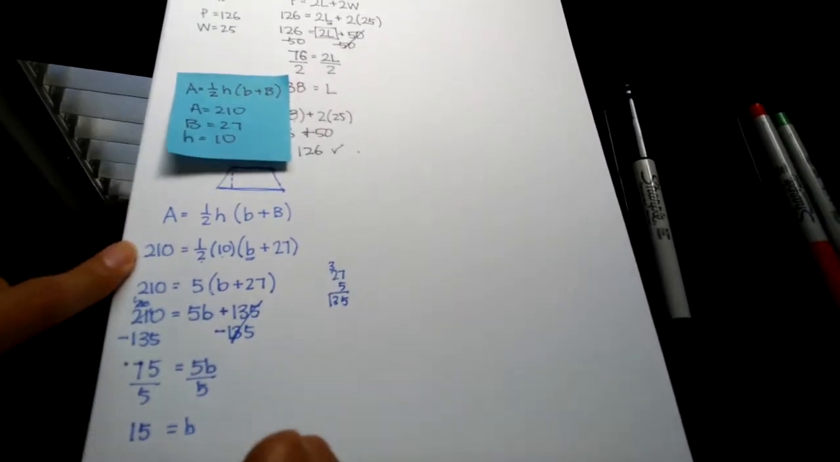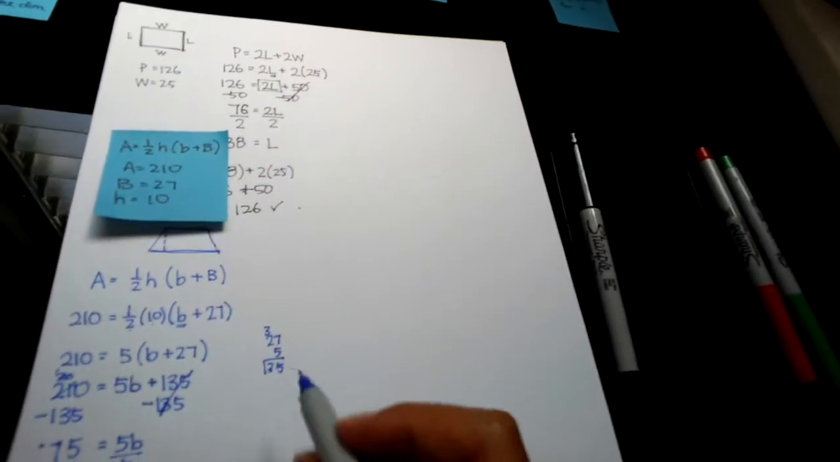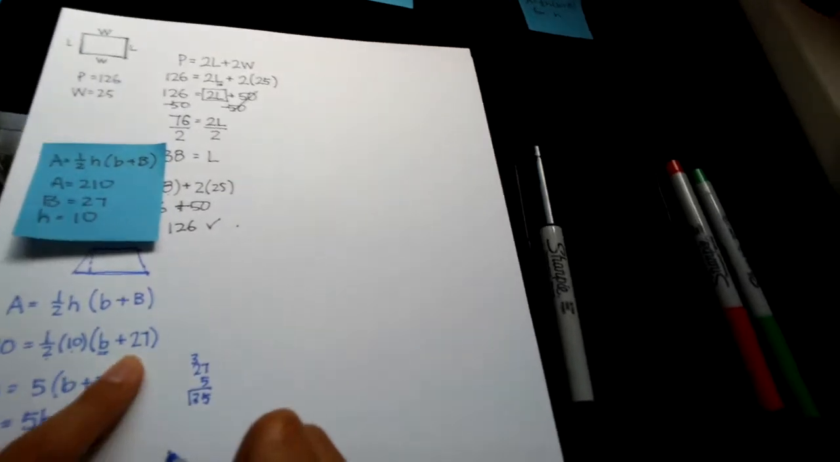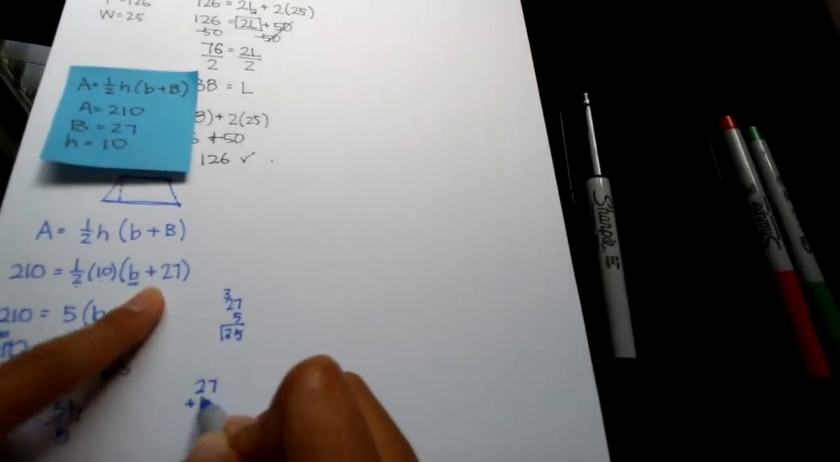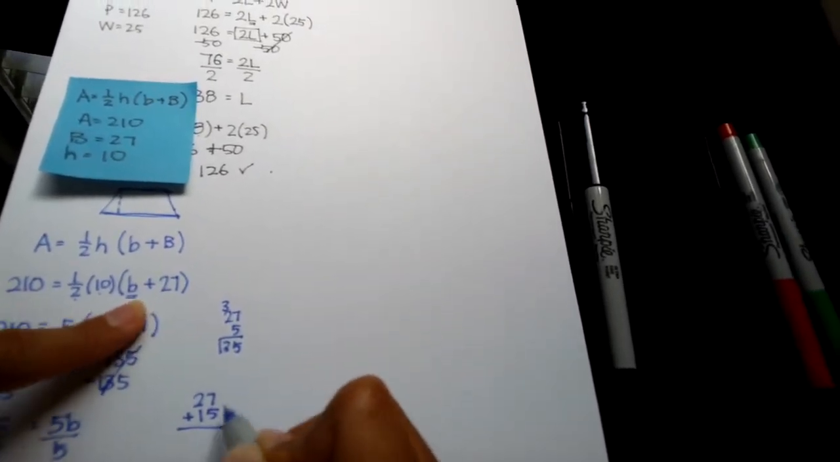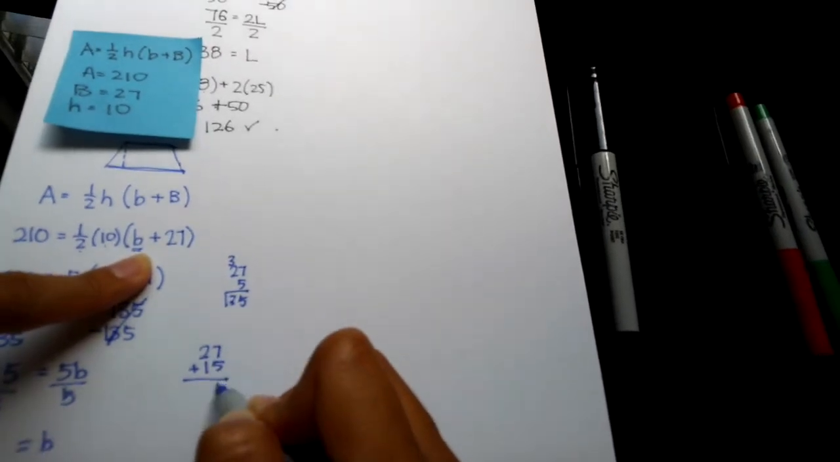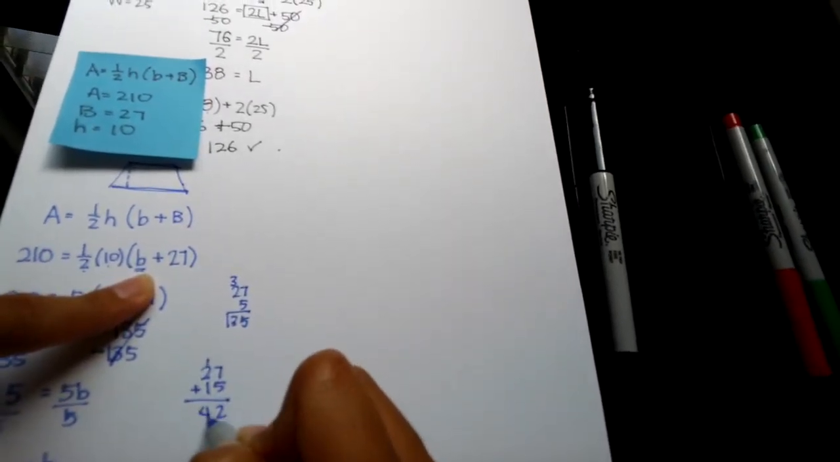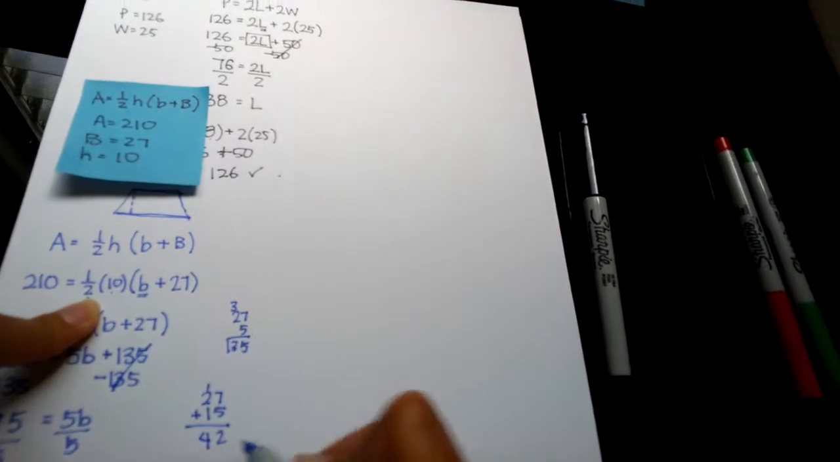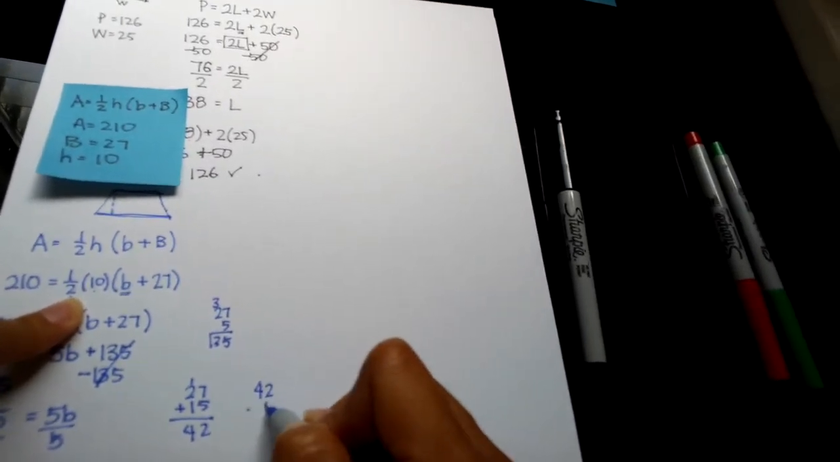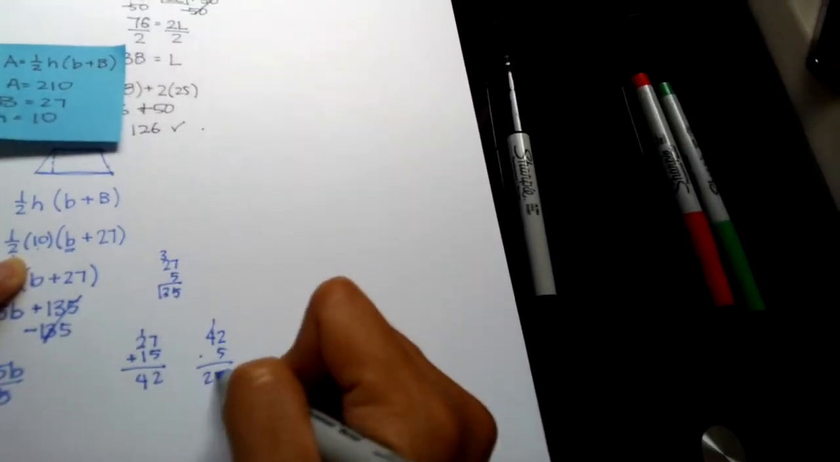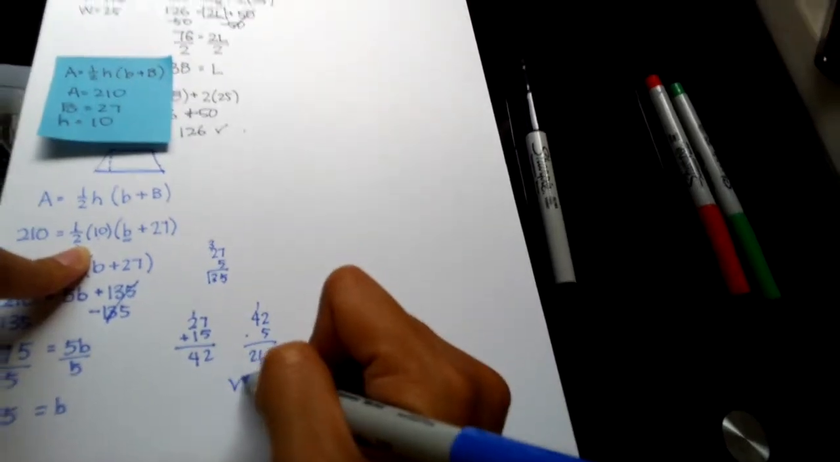So we want to check, right? So plug in 15 here. We do 27 plus 15. So that'll give us 42 times 5. 42 times 5 is 210. So we know that we did that question correctly. Okay, so that's that one.